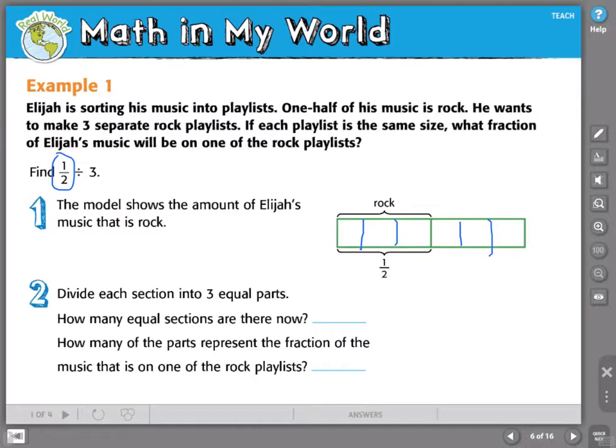How many equal sections are there now? Well, we've got 3 here and 3 here. Together that is 6. How many of the parts represent the fraction of music that is on just one of his playlists? One playlist. That would be 1/6. 1/2 divided by 3 is 1/6.